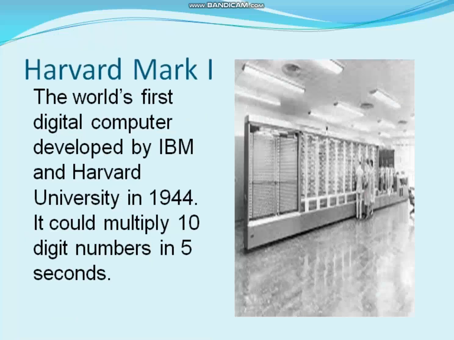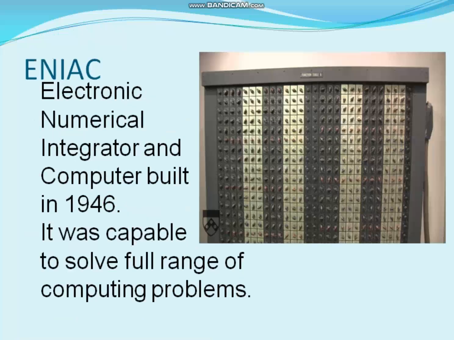Next we have Harvard Mark I. Harvard Mark I was the world's first digital computer. It was developed by IBM and Harvard University in 1944. It could multiply 10-digit numbers in 5 seconds. Next we have ENIAC. The full form of ENIAC is Electronic Numerical Integrator and Computer. This was built in 1946. This computer was capable of solving a full range of computing problems.